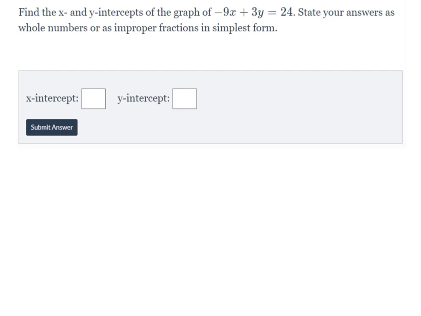Find the x and y intercepts of the graph. Negative 9x plus 3y equals 24. State your answer as whole numbers or as improper fractions in simplest form.